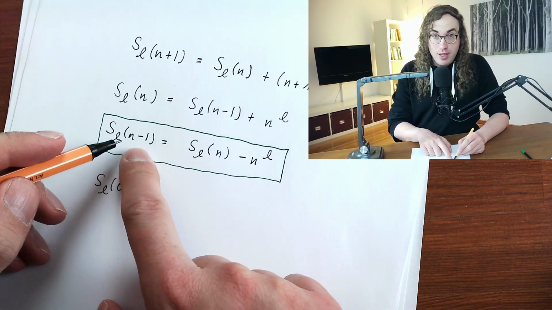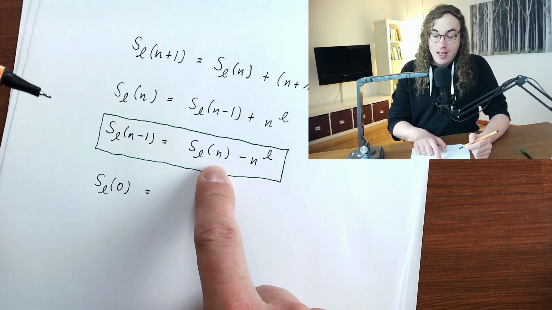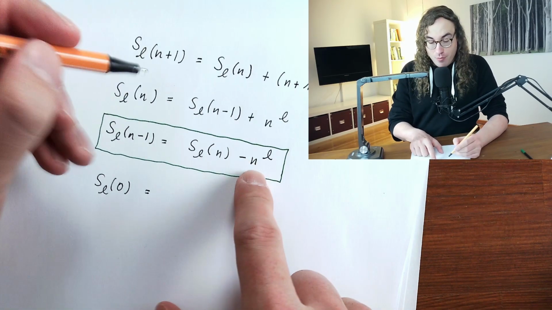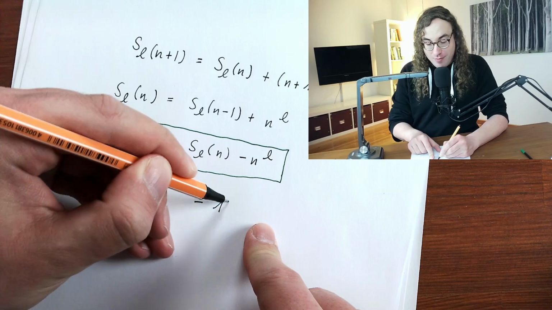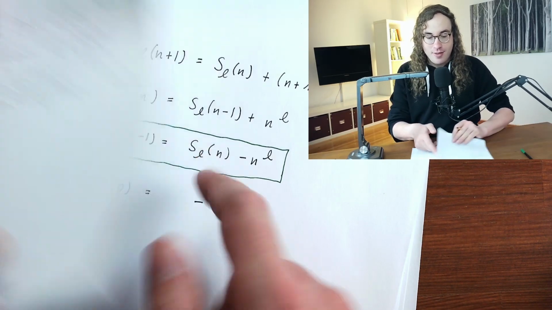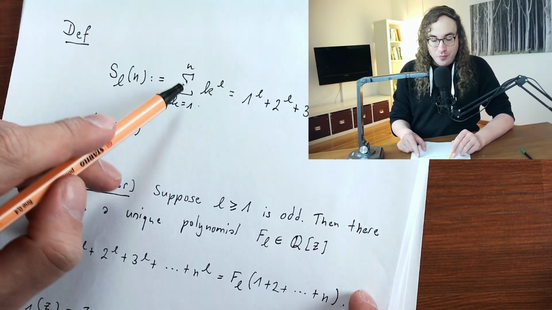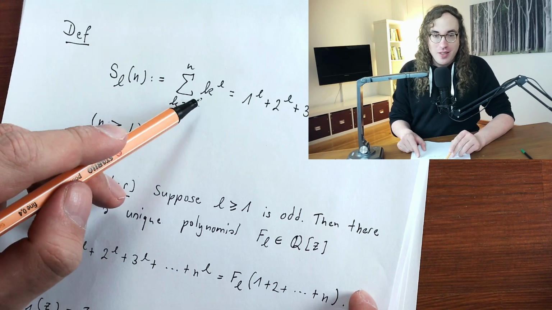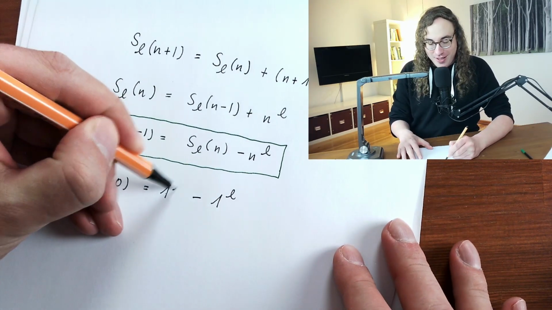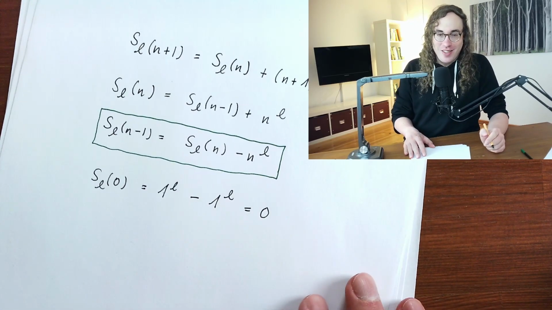This means I have to plug in n equal to 1. So this is the same as SL of 1 minus 1 to the L. So minus 1 to the L I can already write, and I need to know what SL of 1 is, which is easy. In this case, this formula here is valid. If n is 1, then I just get one sum, and so I just get 1 to the L. So this actually cancels, right? This is 0 always, no matter what L is.